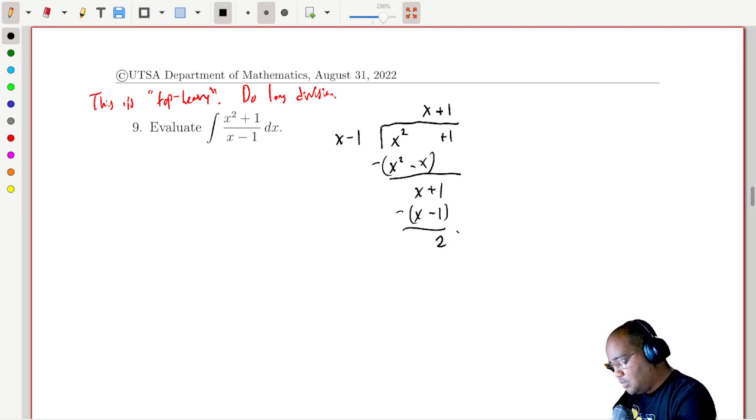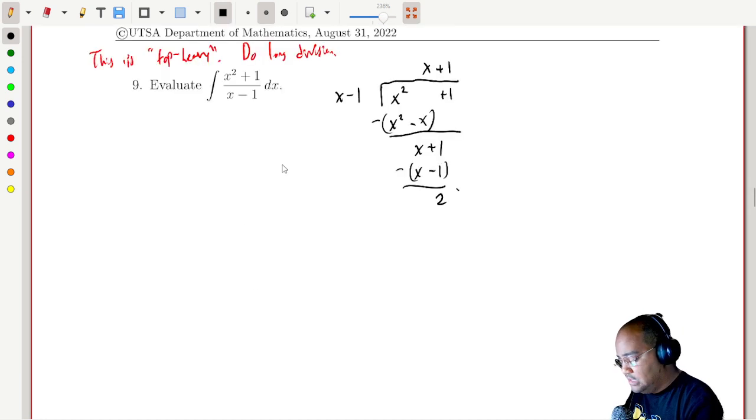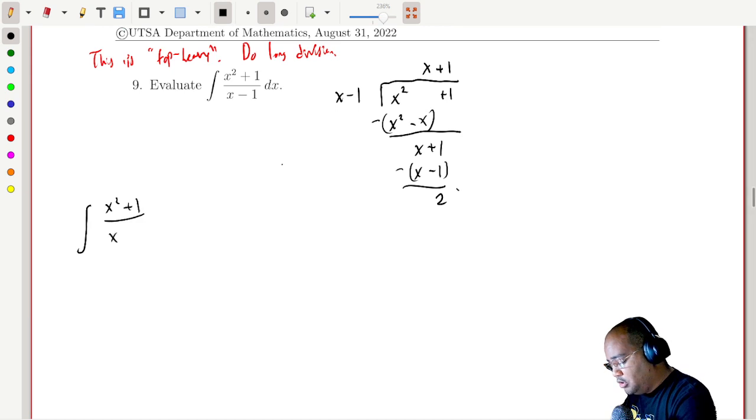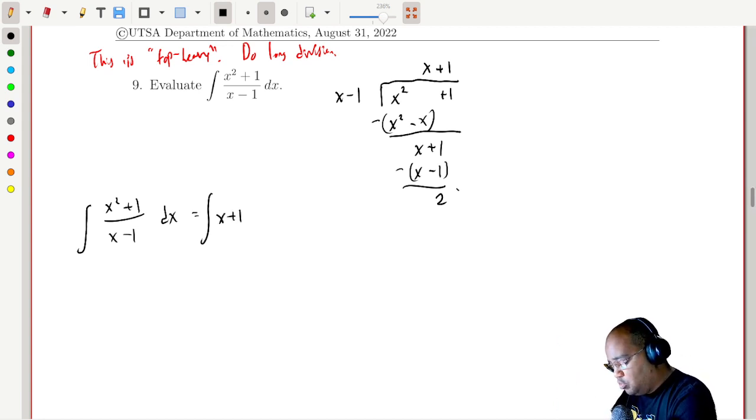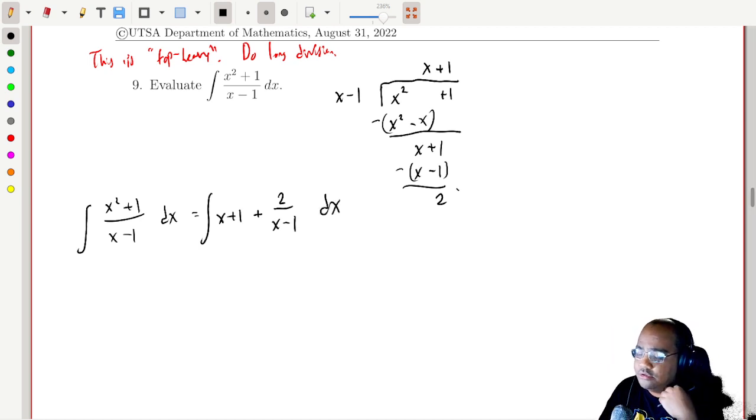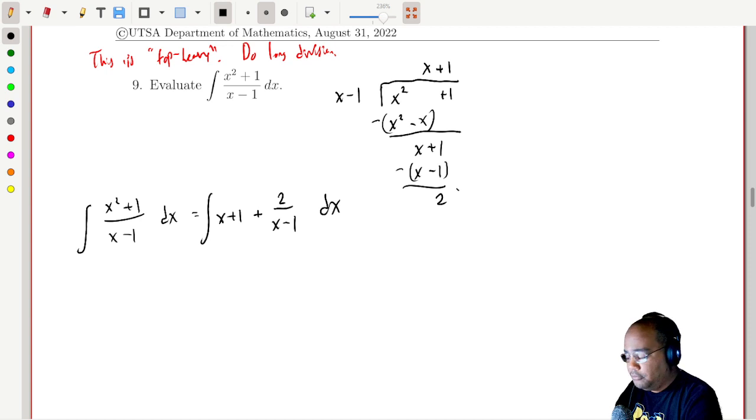So what we have here is that our original integral, x squared plus 1 over x minus 1 dx. Remember that when we do this long division, we get the quotient, which is its own thing, so x plus 1. And then the remainder, we're going to add the remainder over the divisor. And now take a look. The first two terms are very easy to integrate, as is the third. There was no partial fractions to be done here at all.